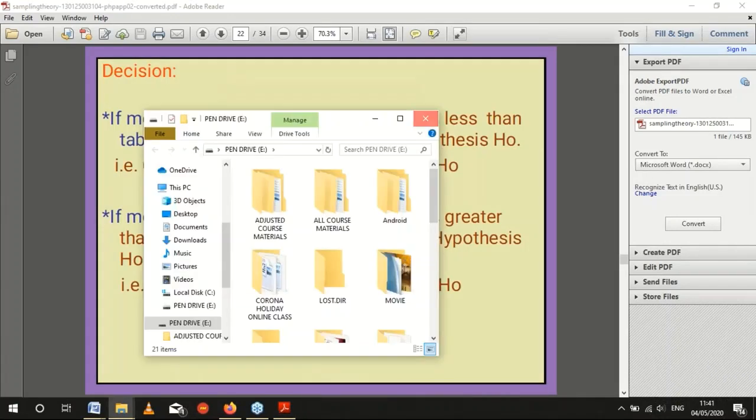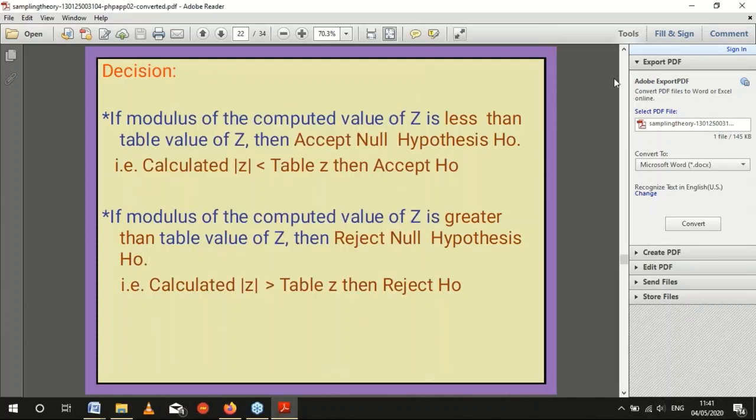Now let's quickly talk about the decision. If the computed value of Z is less than the table value of Z, then we accept the null hypothesis. That is, calculated Z less than table Z, we accept. If the modulus of the computed value of Z is greater than the table value of Z, then we reject the hypothesis.